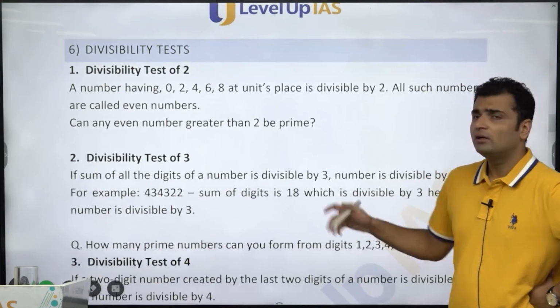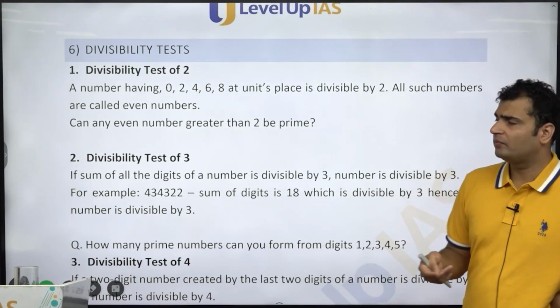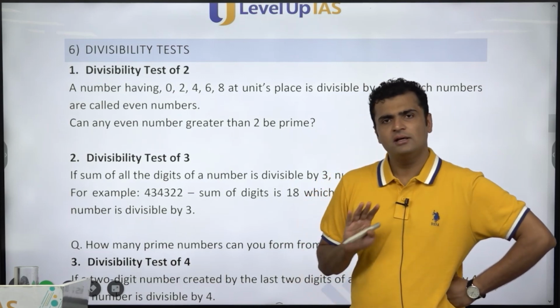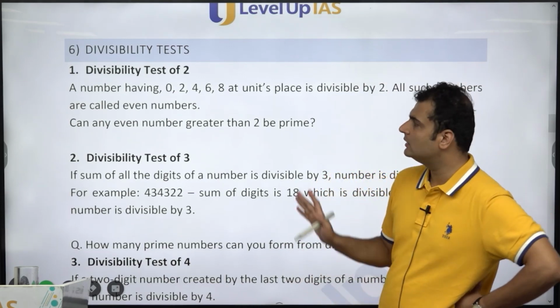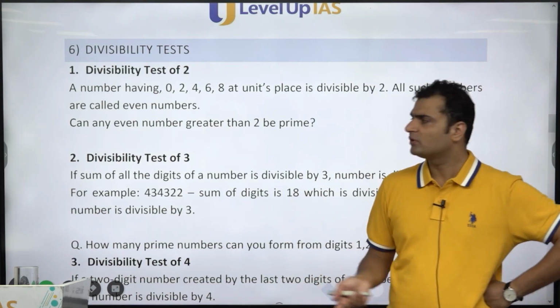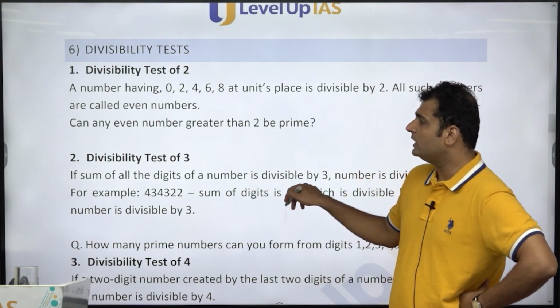Test of 2. When is the number divisible by 2? When it has 0, 2, 4, 6 at the units place. As simple as that. It is very simple, or the simplest test. तो कोई भी even number है, that will be divisible by 2, right? By definition.